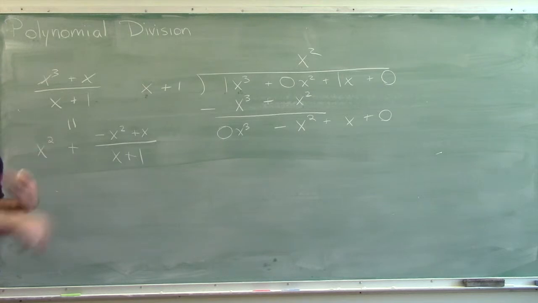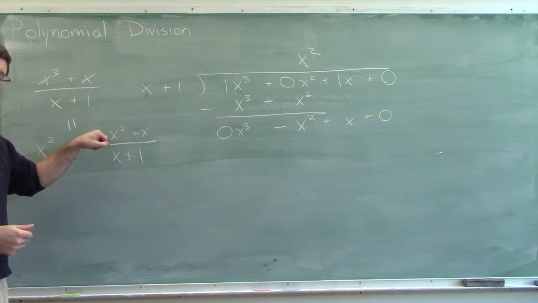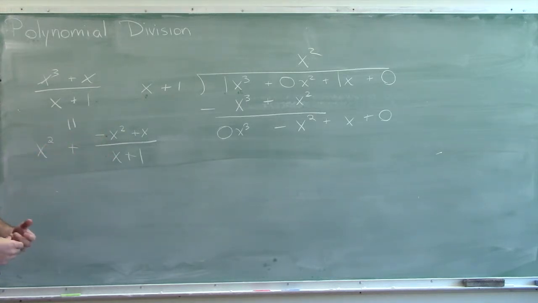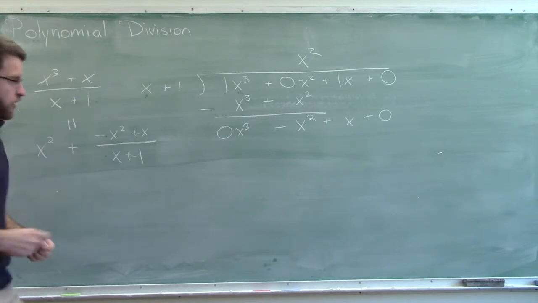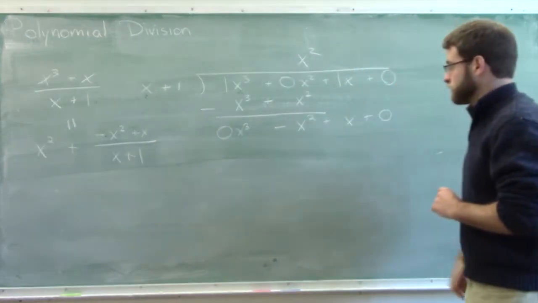Usually you continue polynomial division until you end up with an expression which has a lower degree polynomial in the numerator than in the denominator. So in this case, we'd usually keep going with polynomial division if we wanted to completely divide this thing out. Okay, so I'll keep going, but that right there was one step of polynomial division.